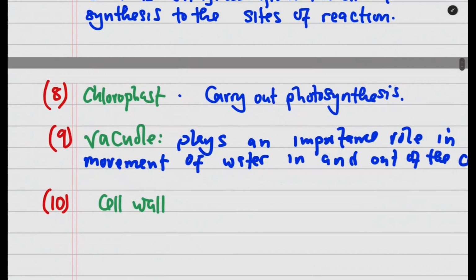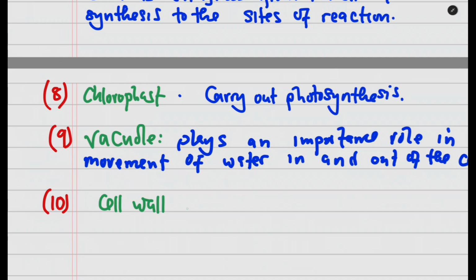Then we can look at the cell wall. What is the cell wall? The cell wall is only found in plant cells, and this is the outermost part of the cell, and it is made up of a hard material called cellulose. So that is the cell wall.